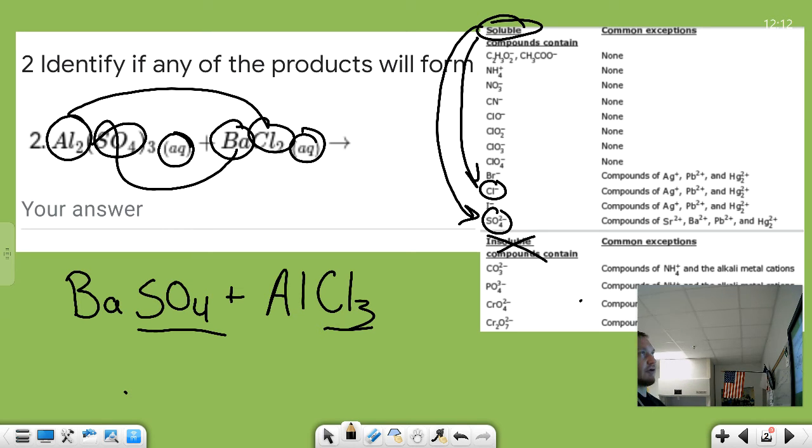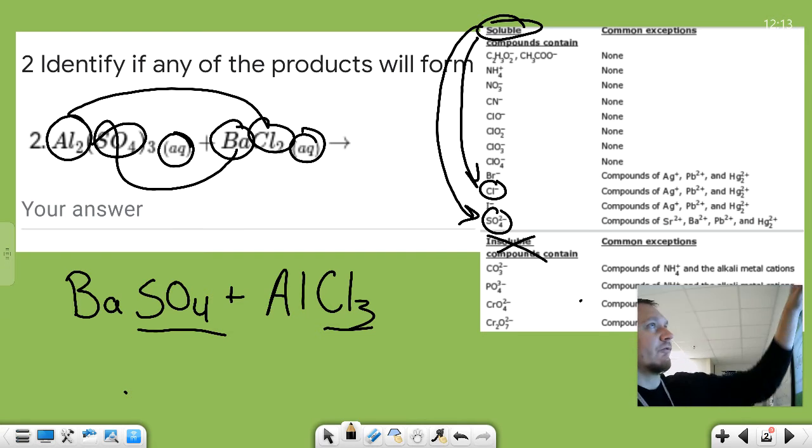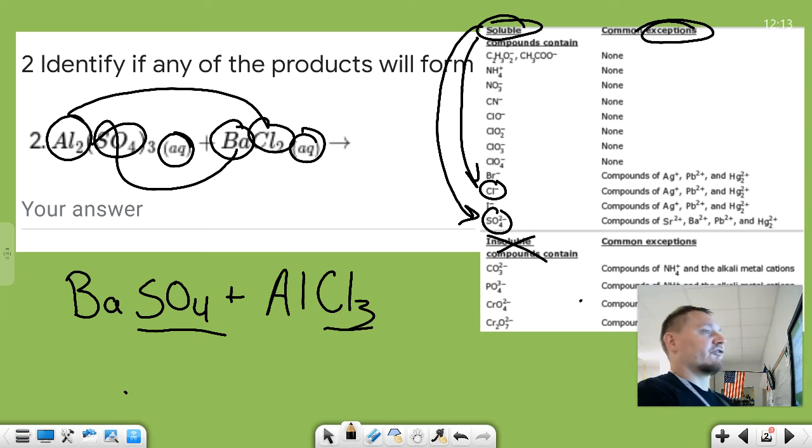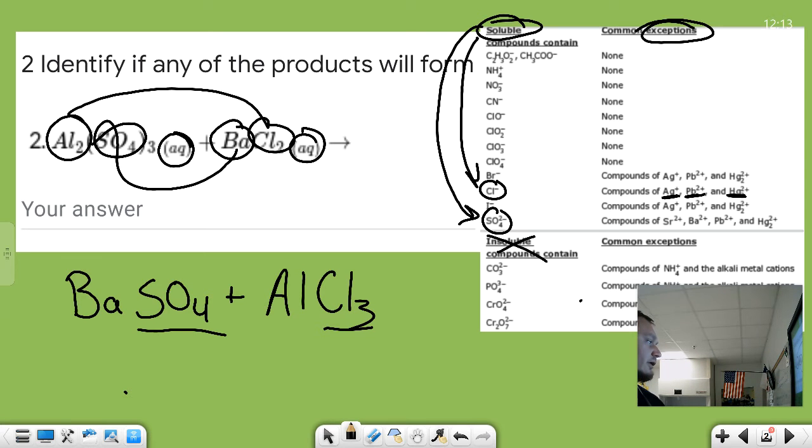When we read this, chlorine is soluble, except we're going to look at these exceptions here. Chlorine is soluble except when combined with Ag, Pb, and Hg. Sulfate is also soluble except when it's made an ionic bond with strontium, barium, lead, or Hg. Here the chlorine, with aluminum, is not on this exceptions list, so this is going to be soluble.